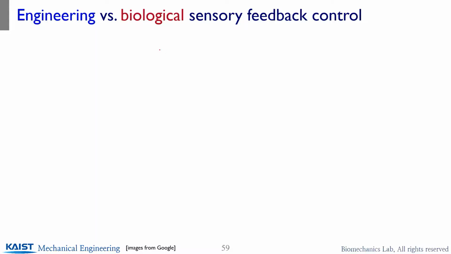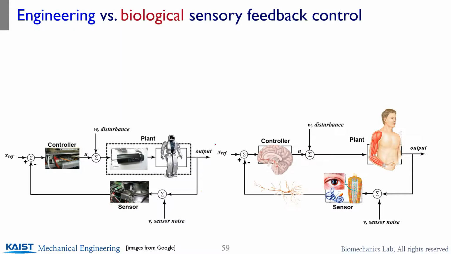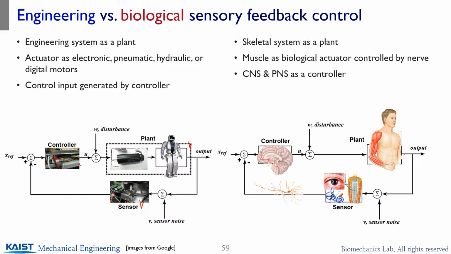Okay, so let's briefly summarize the differences and similarities between engineering and biological sensory feedback control. Similar setup: we have a plant, like a robot or a vehicle, and then an engineering sensor, controller, and actuator. Similarly, we have a plant, the skeletal system of the body, sensed by the motion sensors, and that information is sent through the nerves to the central nervous system. And those control plans are sent through the CNS and the PNS.